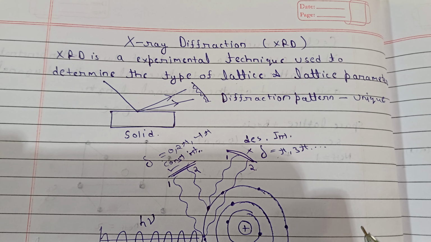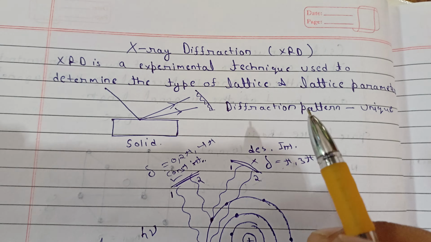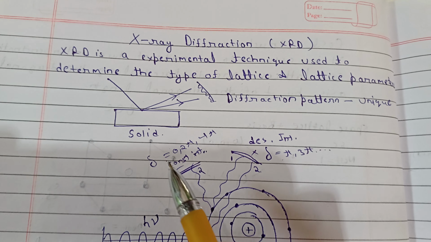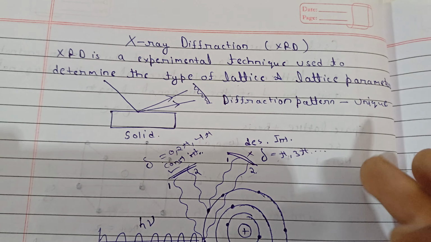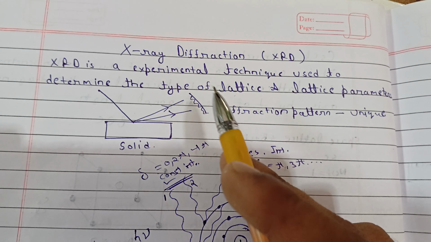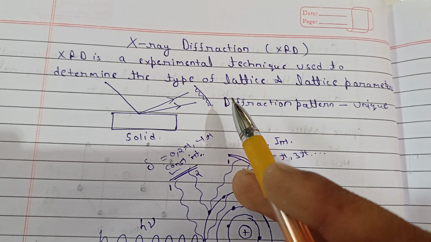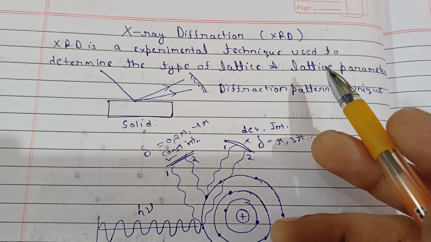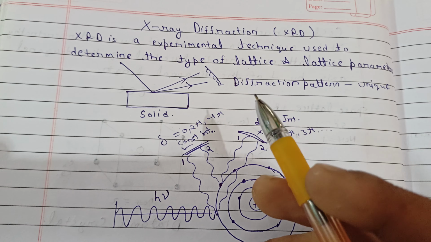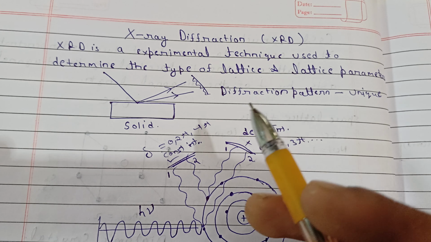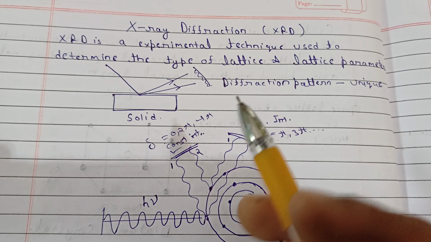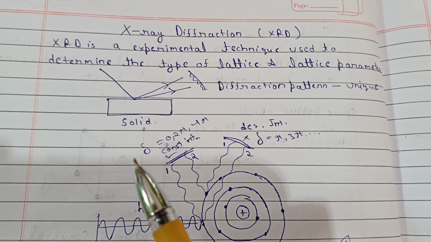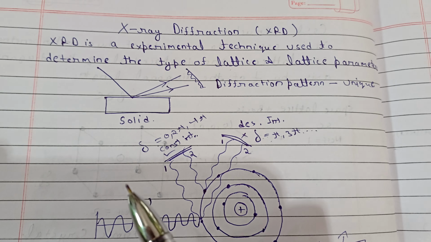So today we will study XRD, that is X-ray diffraction. This XRD is an experimental technique used to determine the type of lattice and lattice parameters. We use it to determine what kind of lattice the crystal has, whether BCC, FCC, hexagonal and so on. Using this experiment we can see the diffraction pattern, and that is unique for different kinds of crystals.